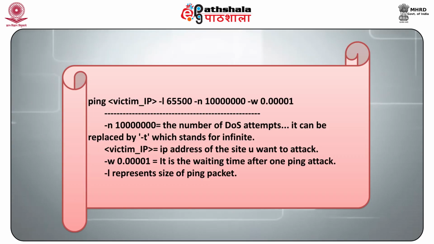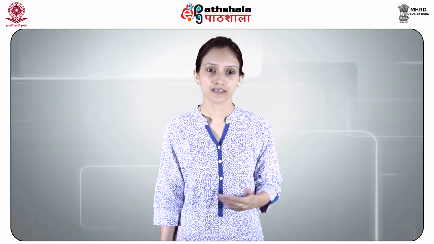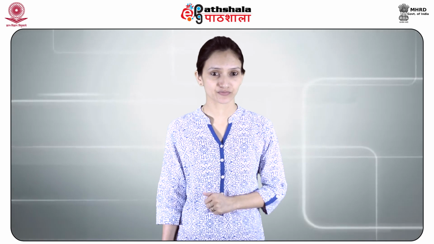Ping victim IP address -n, where n stands for the number of attempts. It can be replaced by -t, which stands for infinite. Victim IP is the IP address of the site you want to attack. -w 0.00001 is the waiting time after one ping attack. -l represents the size of the ping packet. The above value is the highest value.